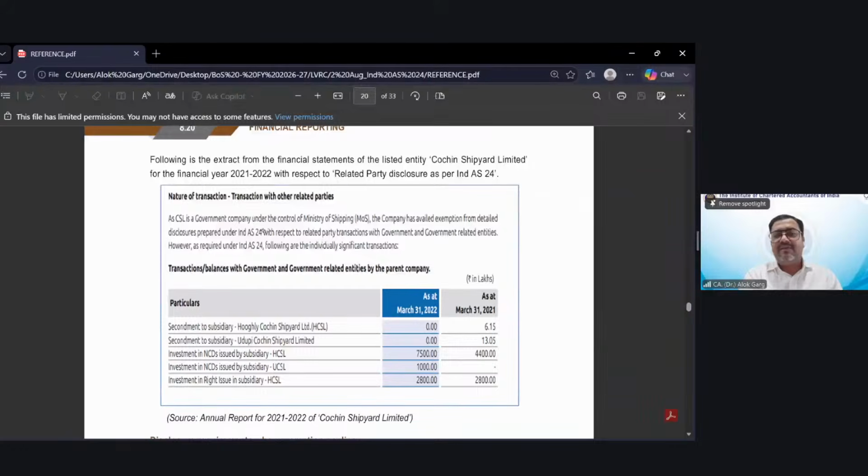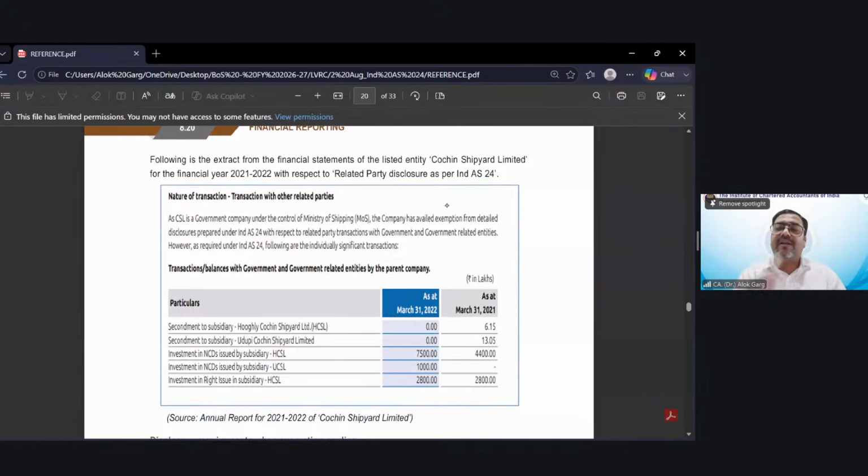As CSL is a government company under the control of Ministry of Shipping, the company has availed exemption from detailed disclosure under Ind AS 24 with respect to related party transaction with government and government related entities. However, as required under Ind AS 24, following are the individually significant transactions and balances with government and the government related entities: secondment to subsidiary, investment in entities issued by subsidiary, investment in right issue in subsidiary.